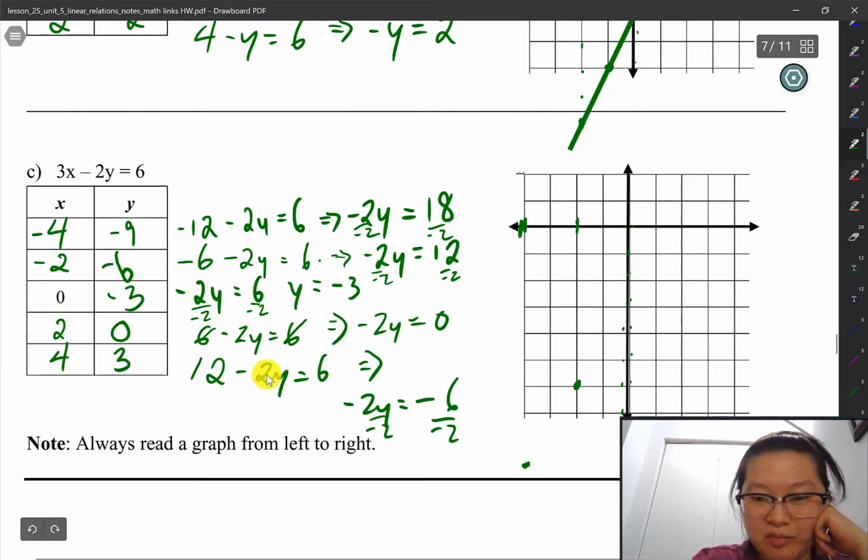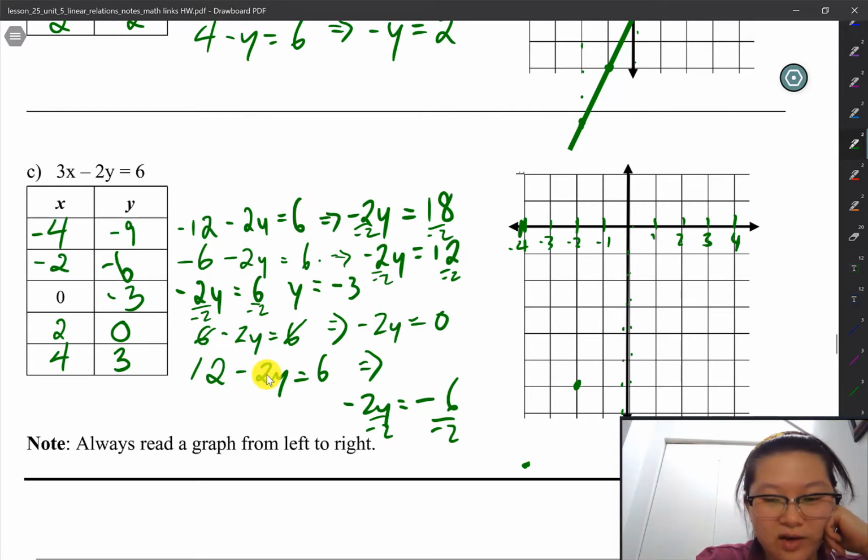Notice that I'm going up by 2s instead of 1s. Okay, so next up we have 0. When my x is 0, my y is negative 3. 1, 2, 3 below the y-axis. And then if I have x equal to 2, I get 0 for my y. So that's just going to be right there where it's 0. Next up we have 4, and then that's going to give us a value of 3 for y. So I go up 3, 1, 2, 3. That's going to be right there.